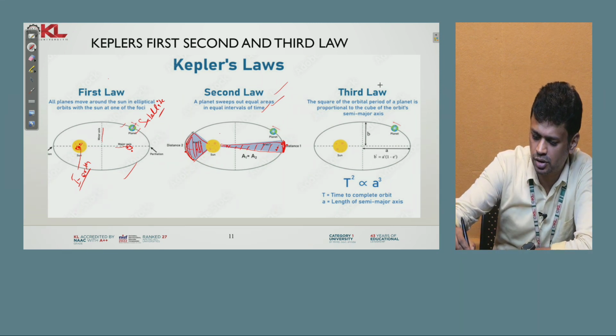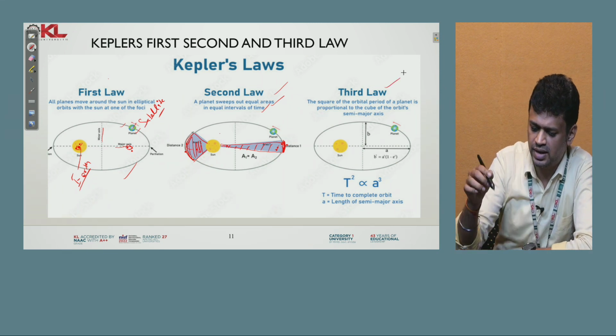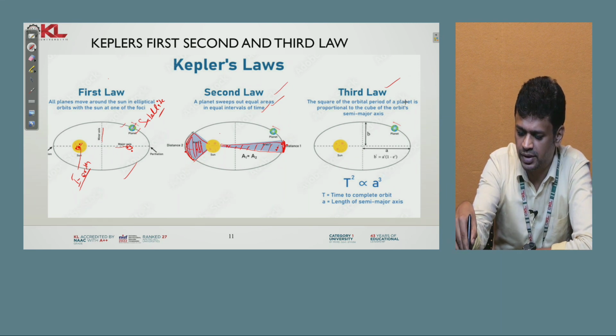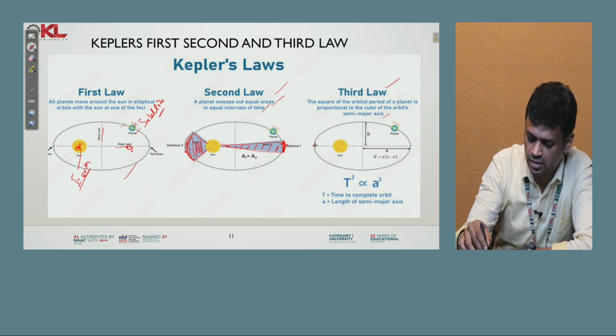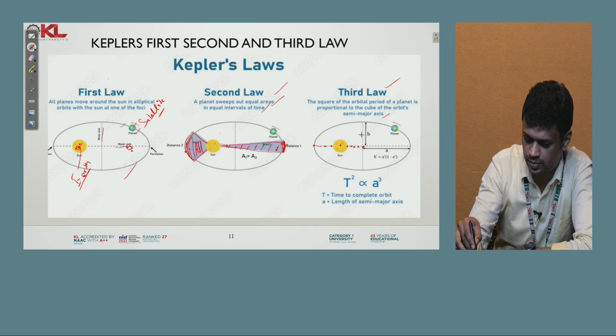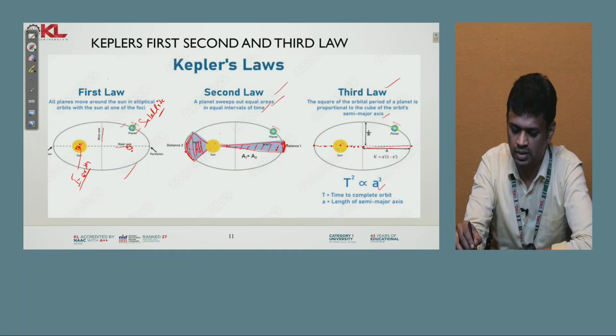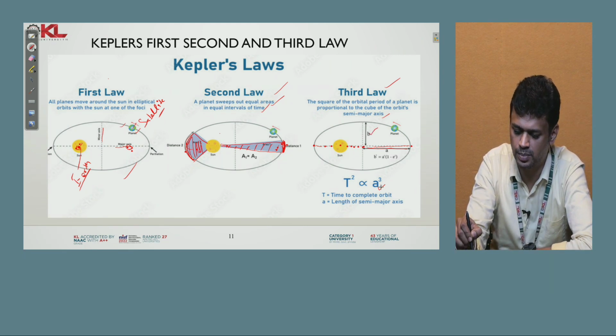Now let us come to the third law. The third law says that the square of the orbital period of a planet is proportional to the cube of the orbit's semi-major axis. So what is a semi-major axis? From here to here is the major axis, and semi will be half. So this is the semi-major axis, A. B is the semi-minor axis. Here they are talking about the semi-major axis.